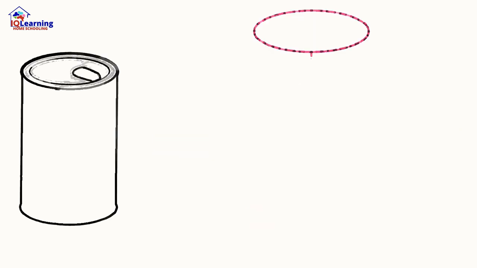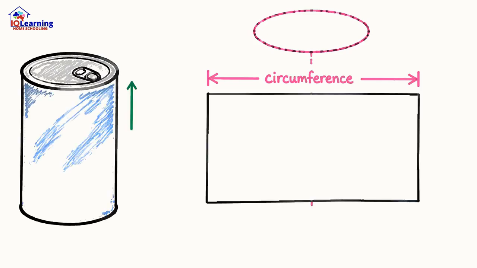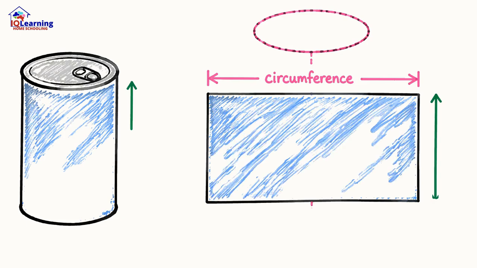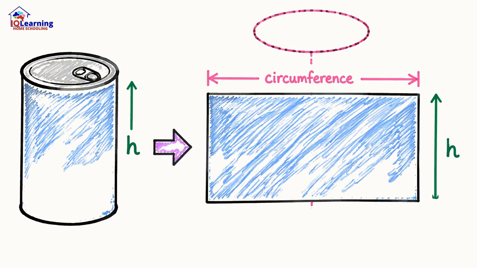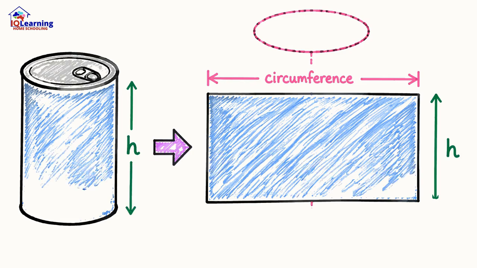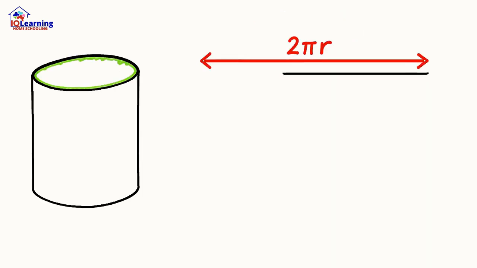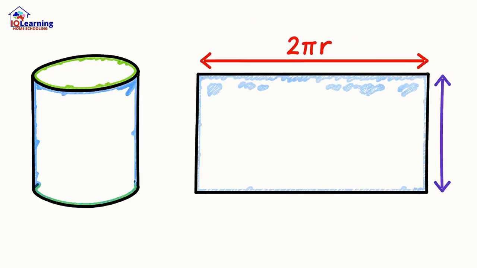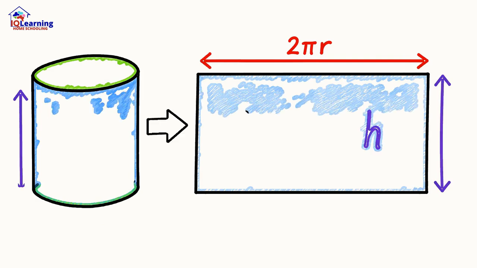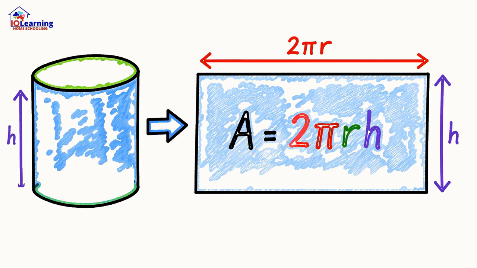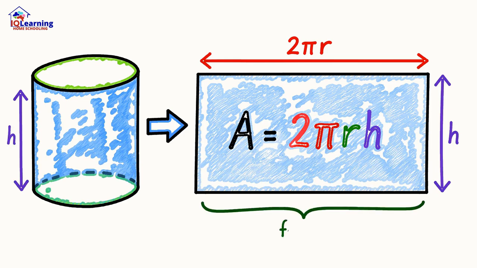So, how big is that rectangle? Its height is easy. It's just the can's height, but its length is what's clever. To wrap perfectly around the can, its length must be the exact distance around the circular lid, which is the circumference. The formula for that is 2 times pi times the radius. So, the area of that curved label is simply its length times its height, 2 pi rh. That's called the curved surface area.